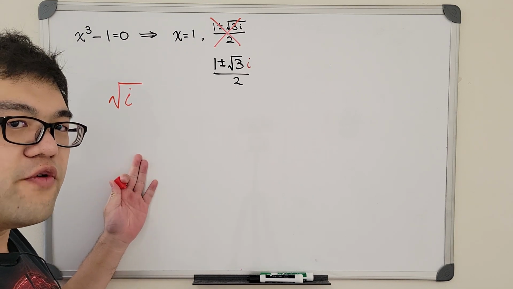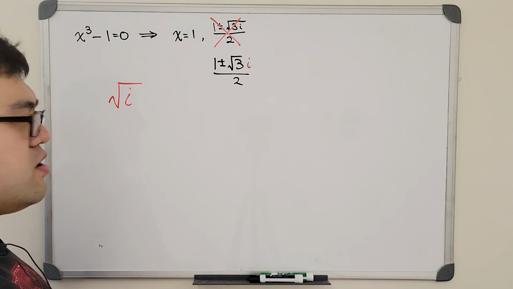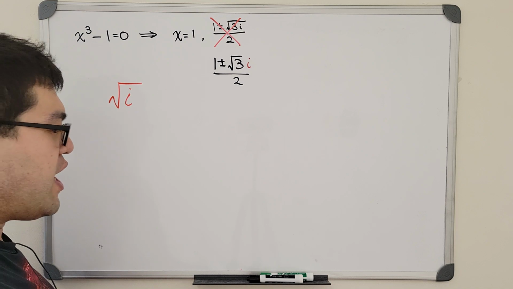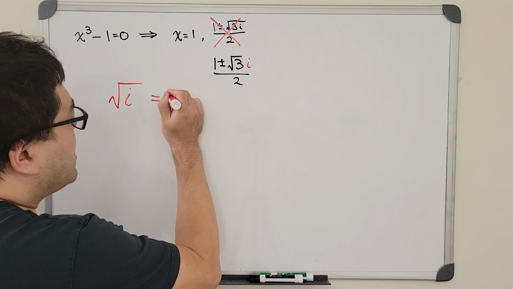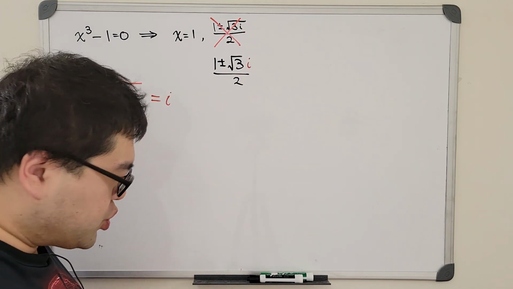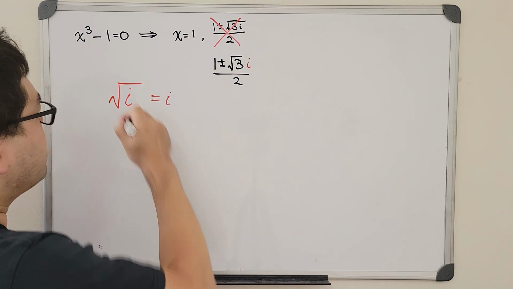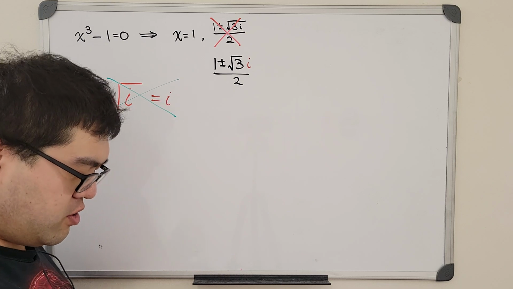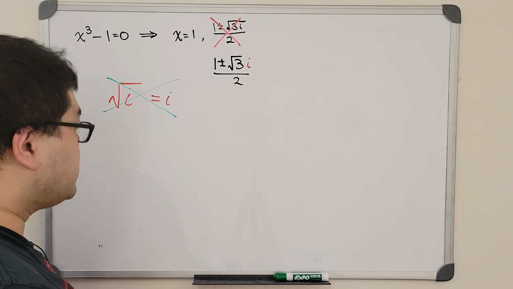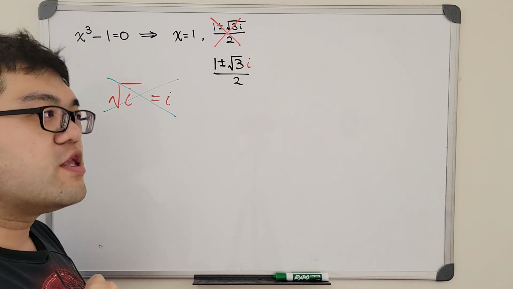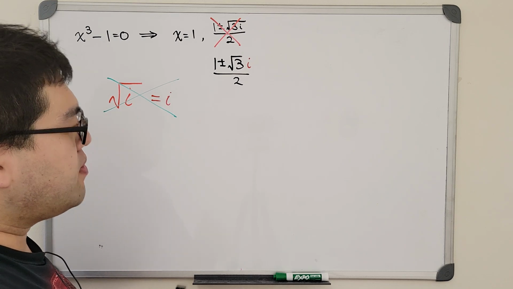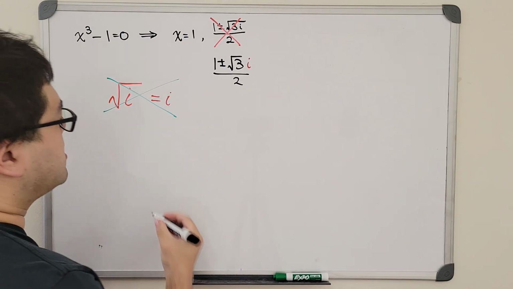What is the square root of i? Okay, don't say that the square root of i is equal to i itself. That is definitely not true at all. This is totally wrong. First of all, we can use the definition of i to help us find the answer.